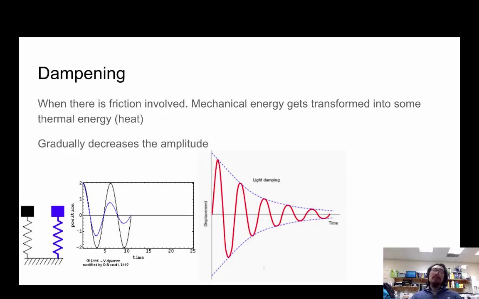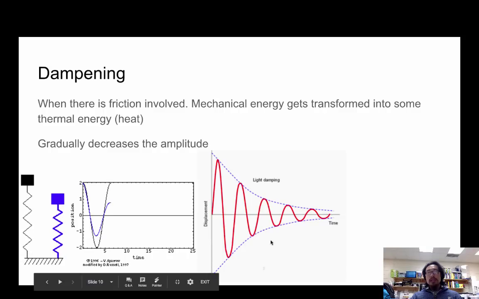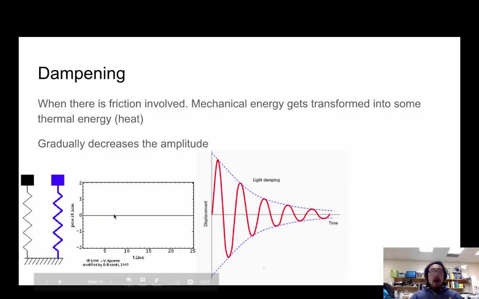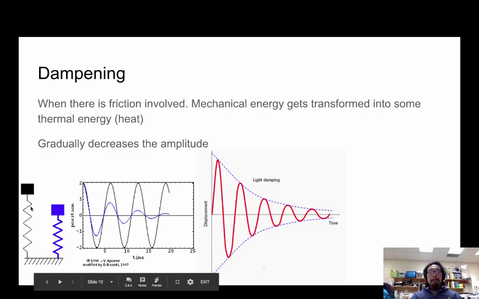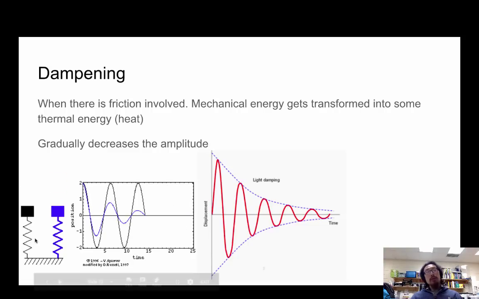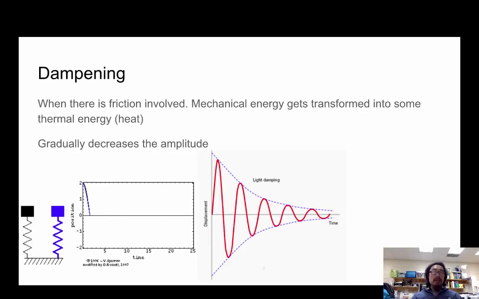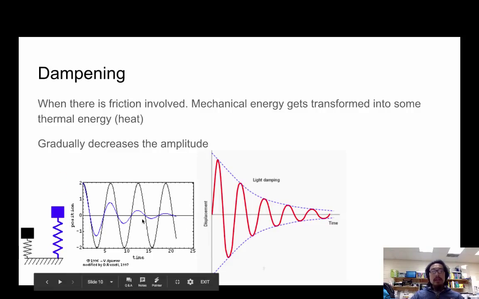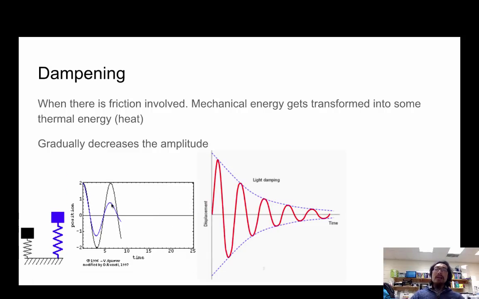So when that happens, the amplitude, the displacement, decreases. What you see in blue is the maximum displacement of the simple harmonic motion. You can see that it decreases. In this graph, the black line is the motion without any dampening effects, and the blue line is the motion with dampening effects. So you can see that the period itself stays the same. However, it's the amplitude that gets decreased.